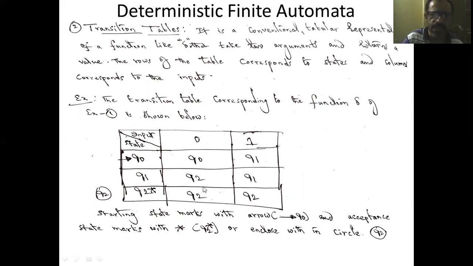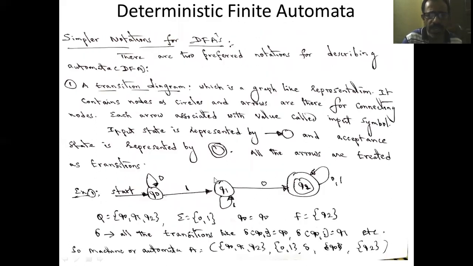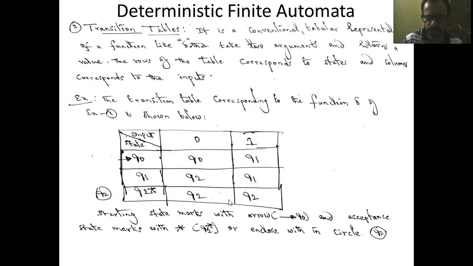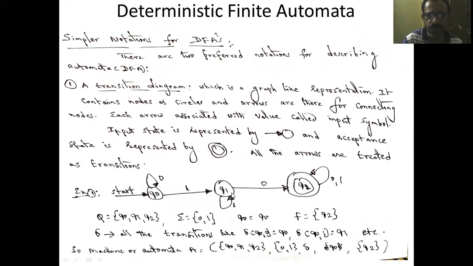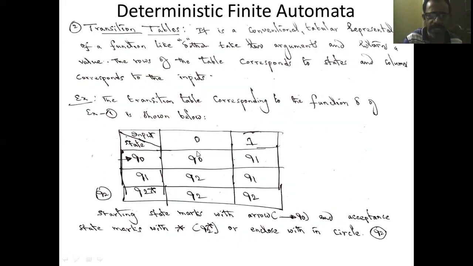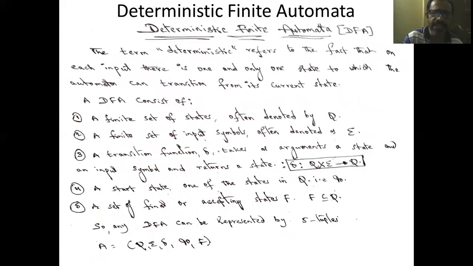Then fill this table according to delta. So what is Q naught on 0? Q naught. Q naught on 1 is Q1. So Q naught on 0 is Q naught. Q naught on 1 is Q1. Like that. Q1 on 0 is Q2. Q1 on 1 is Q1. Anyway, Q2 on 0 and Q2 on 1 are Q2 only. So this is another way of representing DFA. Okay. So the DFA definition is clear.